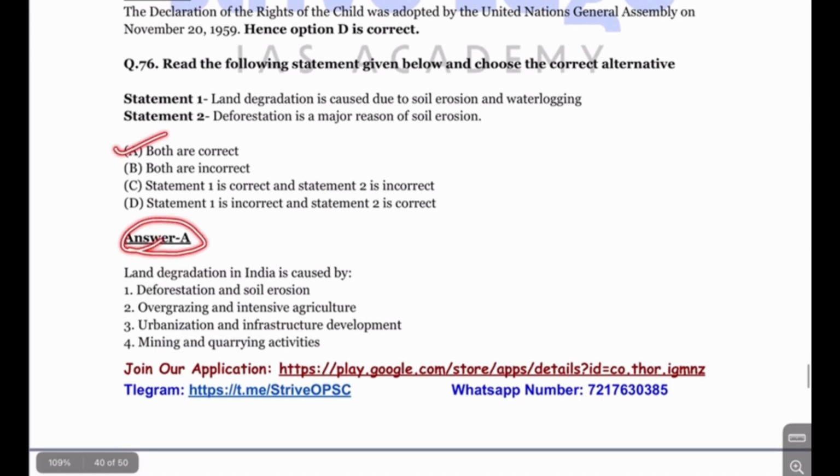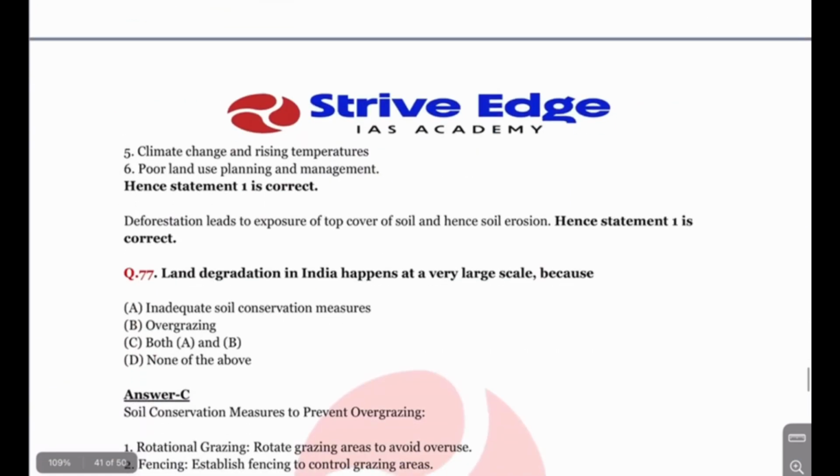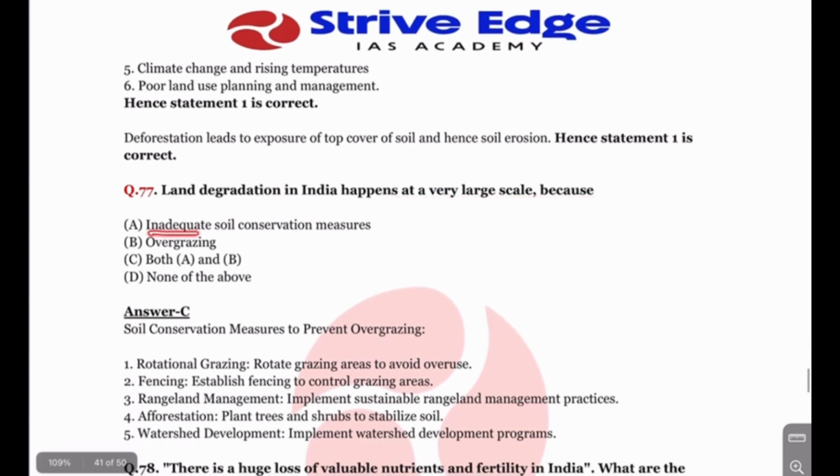Okay. So next statement, the land degradation in India happened at a very large scale because of inadequate soil conservation measures and overgrazing. Yes, overgrazing is also a cause of soil erosion, and inadequate soil conservation measures as well. Okay, so the answer is C, that is both A and B.